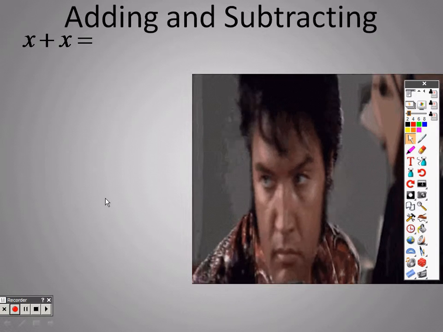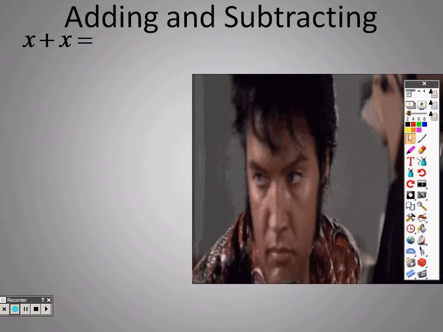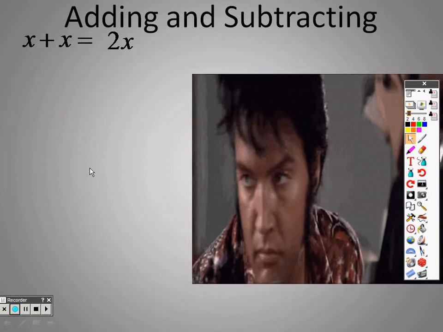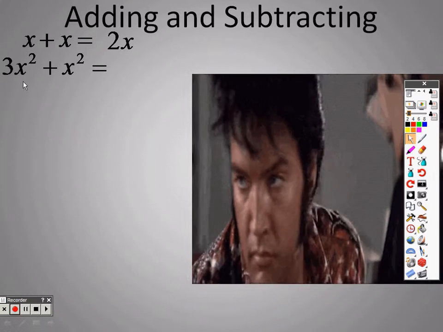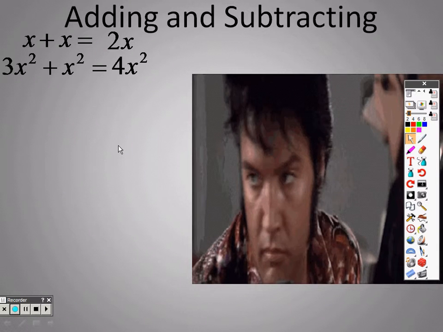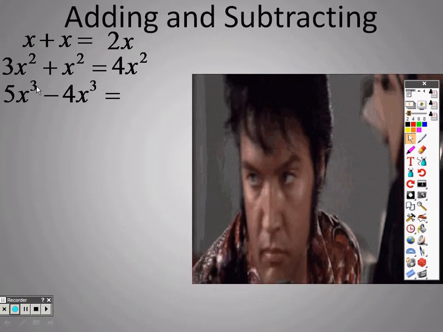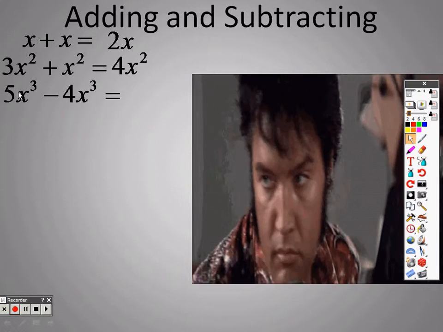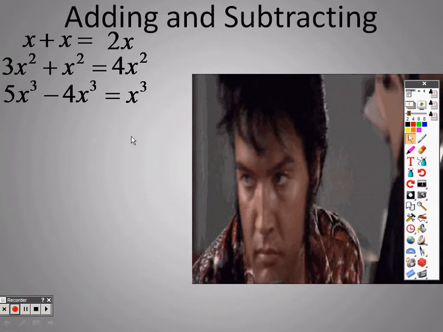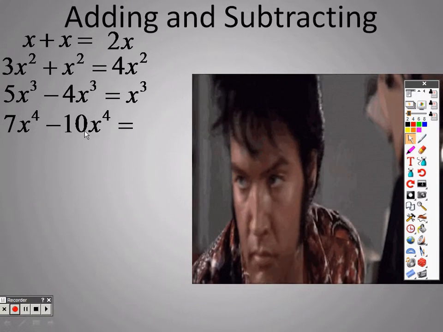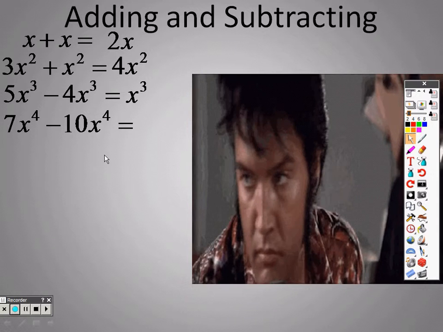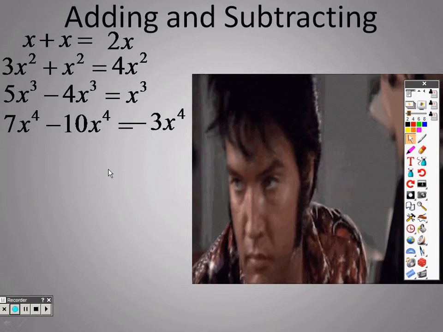With adding of polynomials, basically all you can do is add like terms, which is something that you already know. So x plus x, there's two x's. If we had an x squared and x squared, this whole item is your variable. So if we have 3 x's squared and 1 x squared, we actually have 4 x's squared. If I have 5 x's cubed and 4 x's cubed, 5 of them minus 4 of them is just x cubed. If I have 7 x's to the fourth and 10 x's to the fourth and I subtract them, 7 minus 10 is negative 3 x to the fourth.